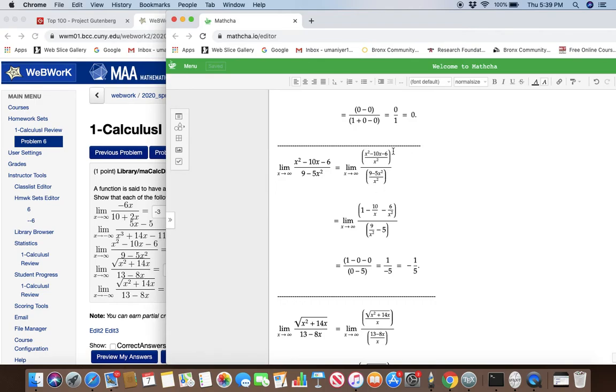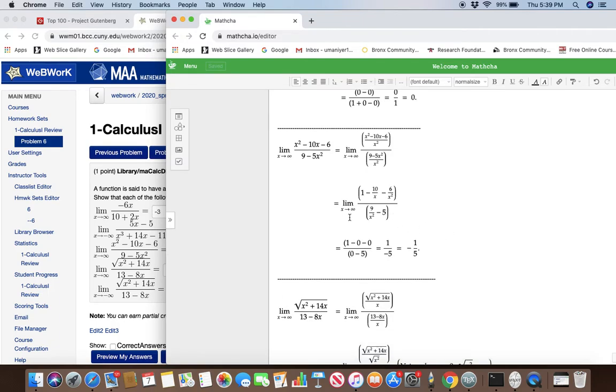Division distributes. X squared over x squared, 1 minus 10x over x squared. One of the x's cancels. You have 10 over x minus 6 over x squared. Denominator, 9 over x squared minus 5x squared over x squared. The x squareds cancel. 5. Now, as x approaches infinity, these fractions go to 0 because x is in the denominator. The fraction gets smaller and smaller, approaching 0.